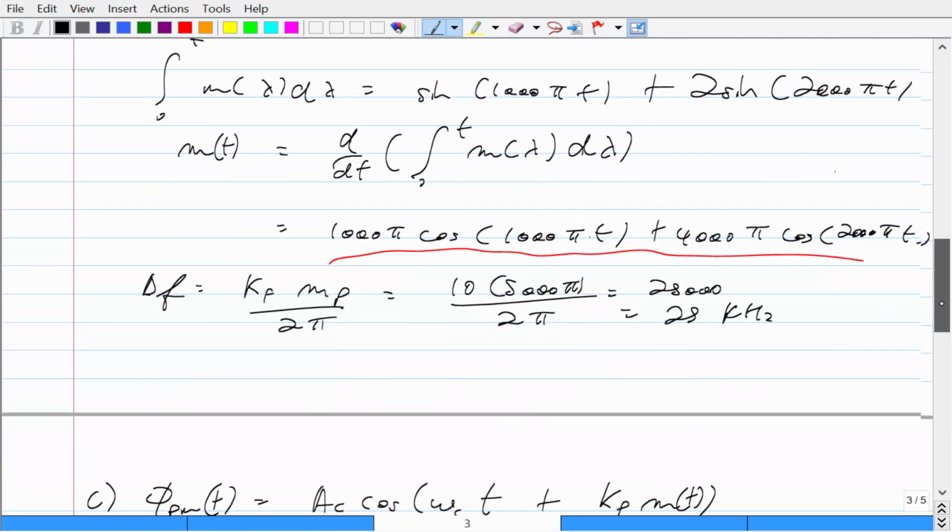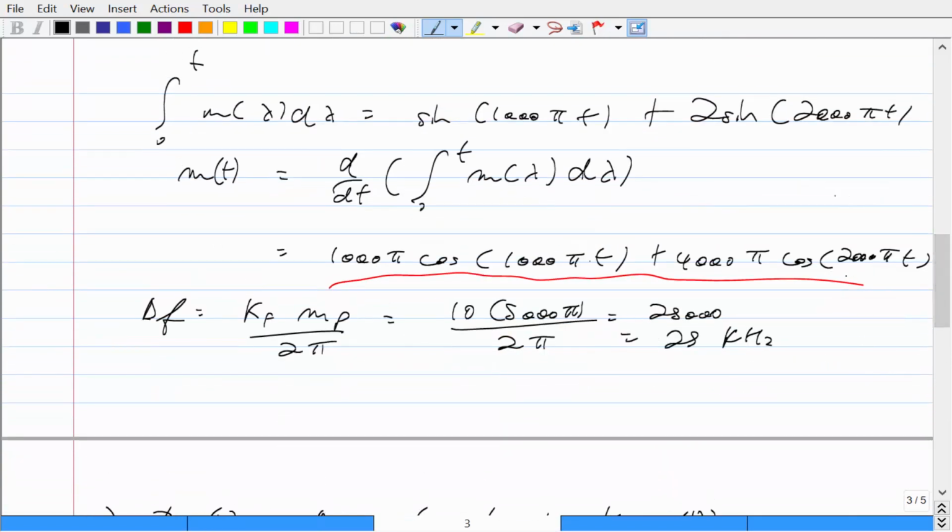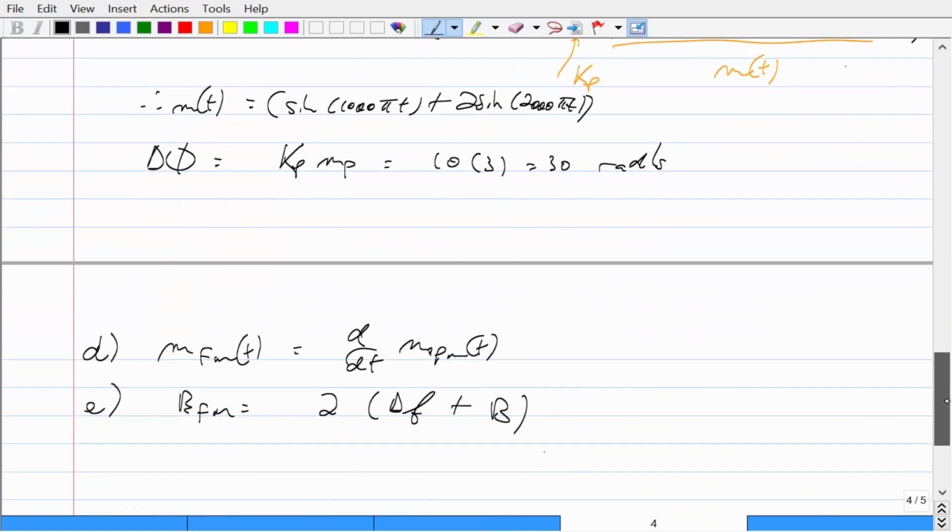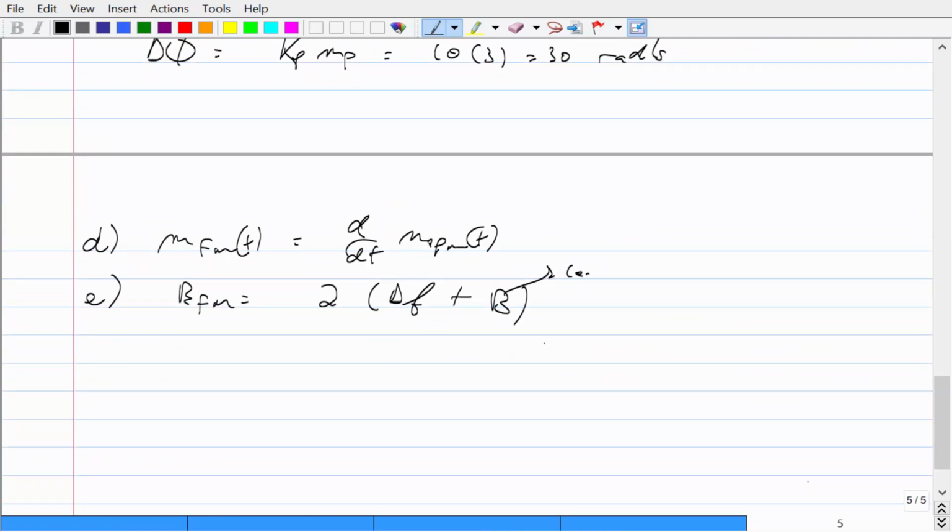So if you take a look at this signal, the bandwidth is simply the largest component. Remember, when you draw this, you're going to have two sets of impulses, right? This will be 500 hertz and 1,000 hertz. So this is 500 hertz, and this is 1,000 hertz. So the bandwidth is simply the largest non-zero component. So the bandwidth here is simply 1,000, all right?